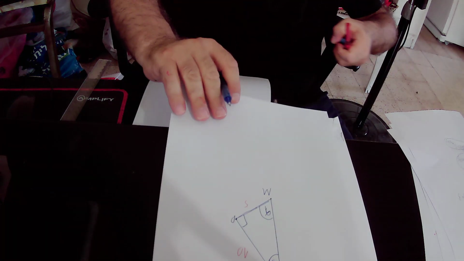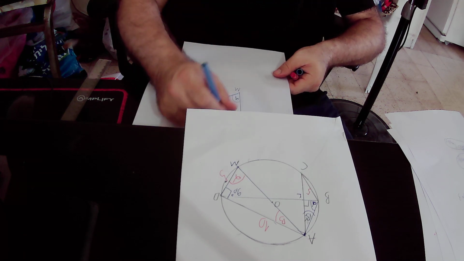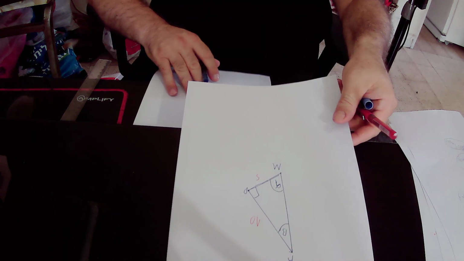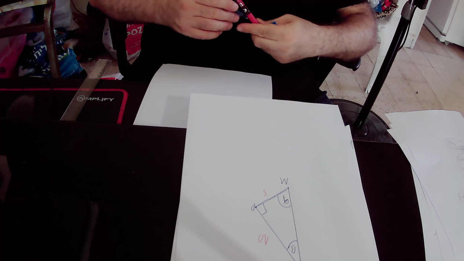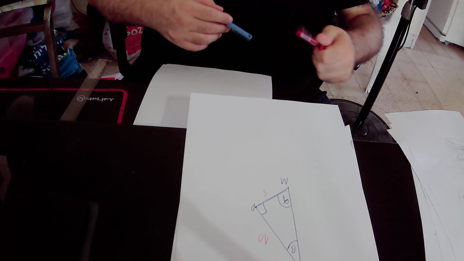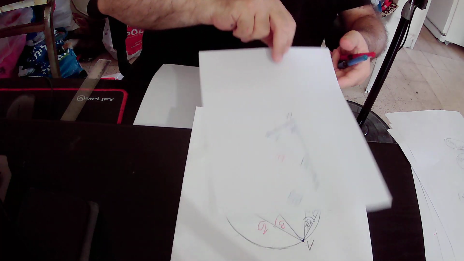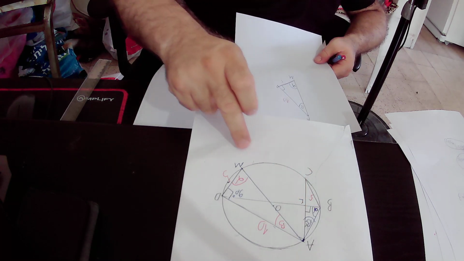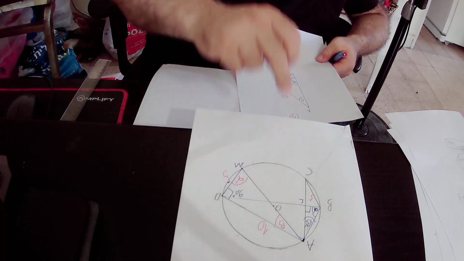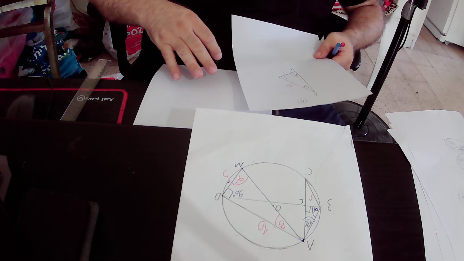So this is right triangle AMD. Actually, chord AM is the diameter of the circle because it passes through the center of the circle. We have already discussed this issue.